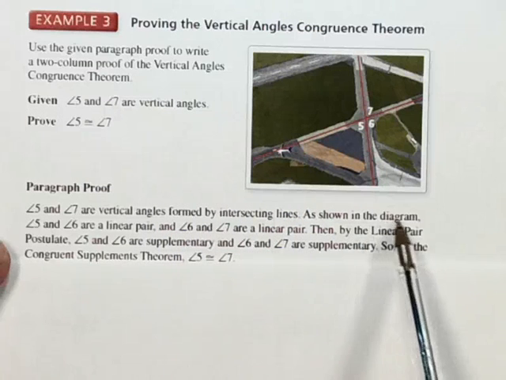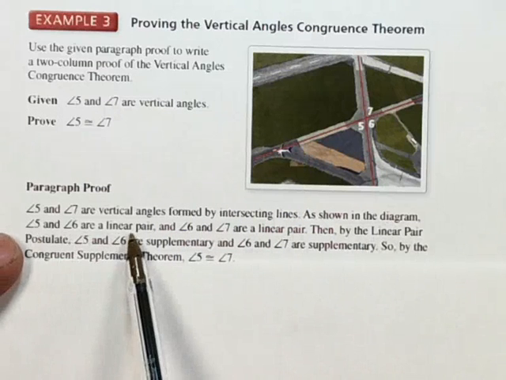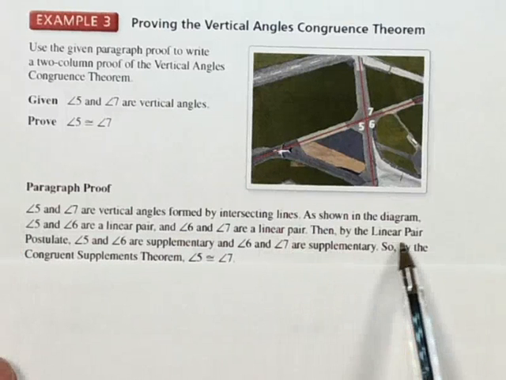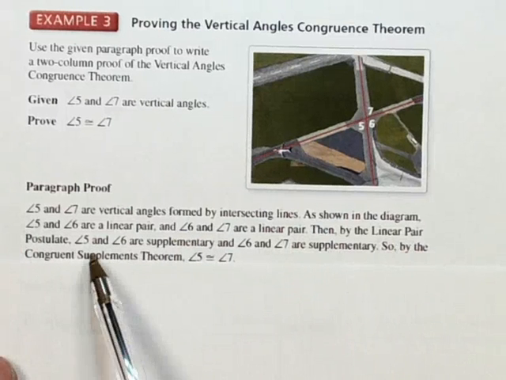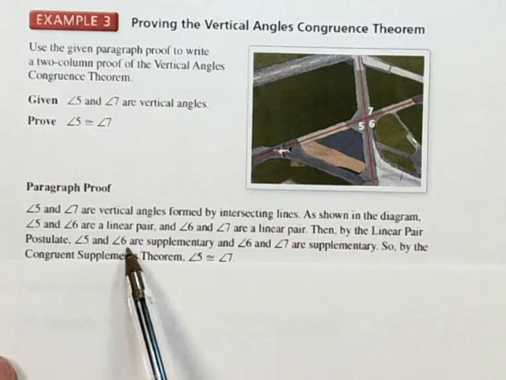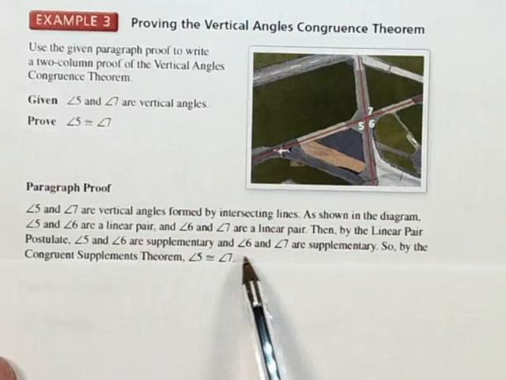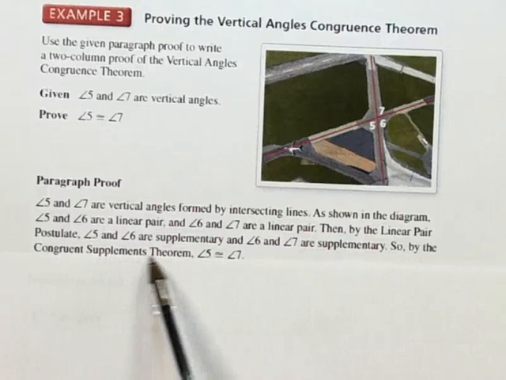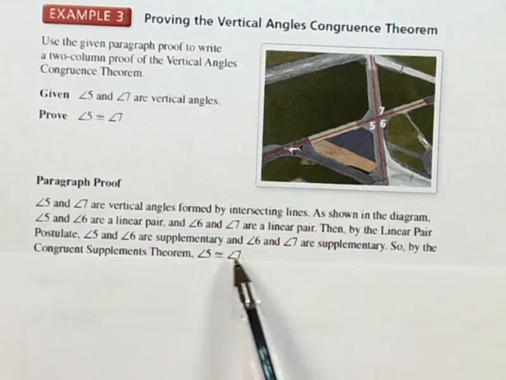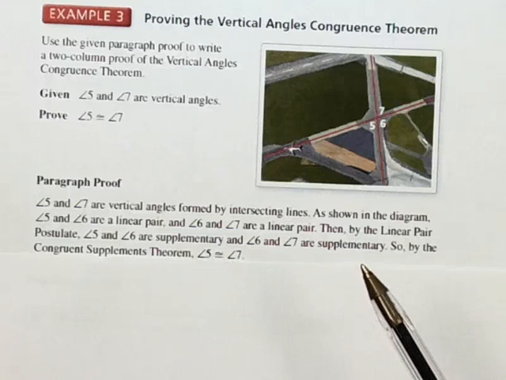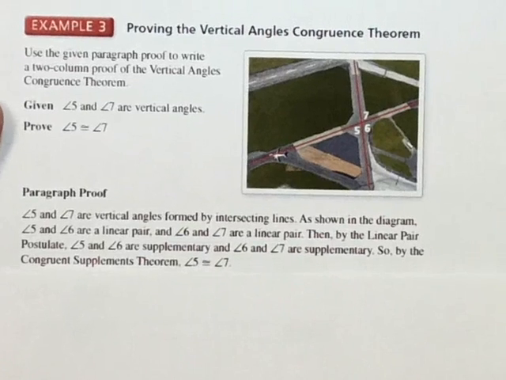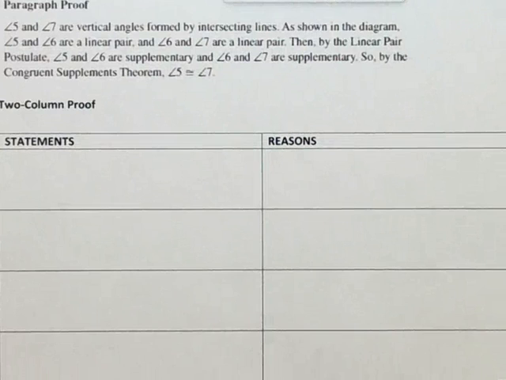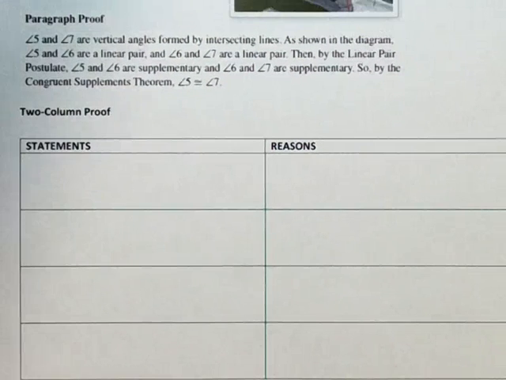All right. As shown in the diagram, 5 and 6 are a linear pair, and angle 6 and angle 7 are a linear pair as well. Then by the linear pair postulate, the one we just looked at before this example, angle 5 and angle 6 are supplementary, and angle 6 and angle 7 are supplementary. So, by the congruent supplements theorem, angle 5 is congruent to angle 7. Okay? So now I'm going to translate that into a two-column proof.